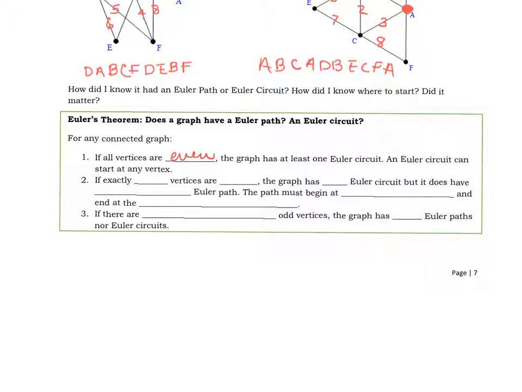An Euler circuit can start at any vertex. If exactly two vertices are odd, the graph has no Euler circuit, but it does have at least one Euler path. The path must begin at one odd vertex and end at the other odd vertex. If there are more than two odd vertices, the graph has no Euler paths nor Euler circuits.